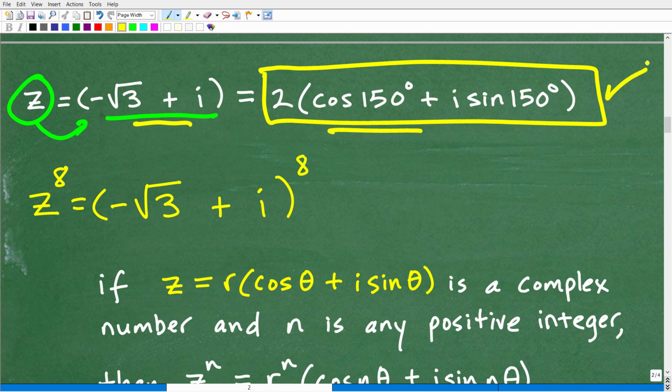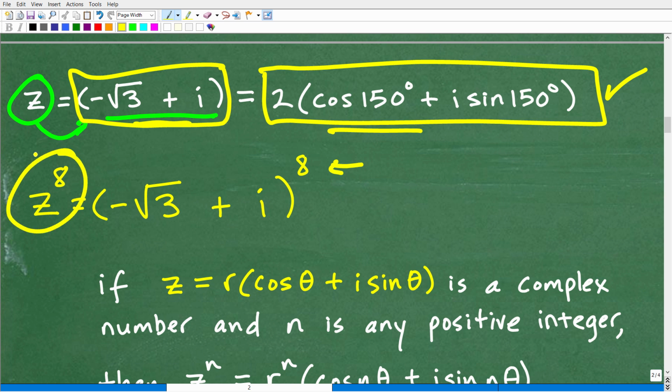We're going to need this form to use De Moivre's theorem. So what we want to do is take this complex number z and take it to the eighth power. Okay, so this is the question. We're trying to figure out what z to the eighth power is equal to. So remember, z is equal to this, and z is equal to this. These are equivalent. They're just in different forms.